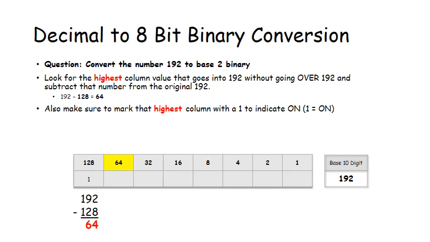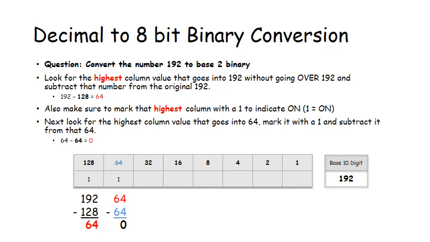The next thing you want to do is to find the next highest number from the base 2 table that goes into 64 without going over. And in this case, that number is simply 64. So you subtract the 64 column number shown in blue from the 64 number that you got from subtracting 128 from 192, to get 0. You place a 1 in the 64 column to show the on status.